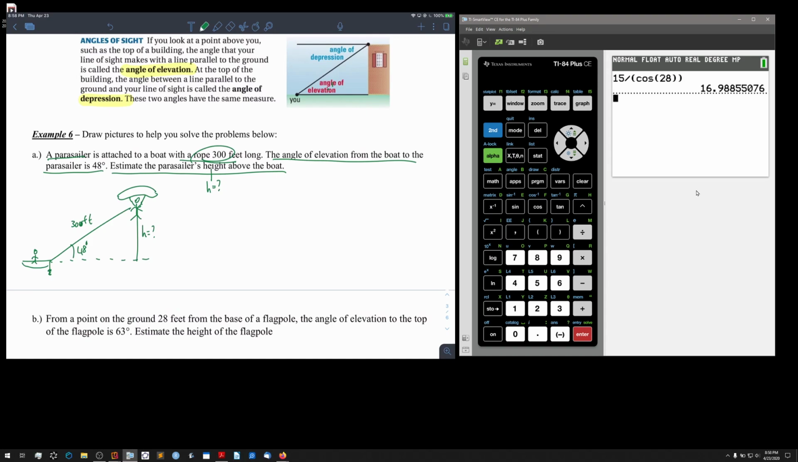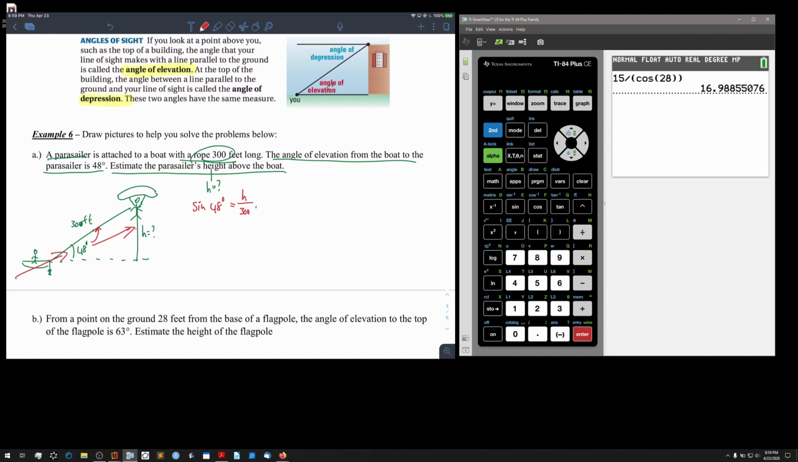So let's find the height. Okay, so from the perspective, let me change the color. From the perspective of this angle, this would be the opposite side, and this would be the hypotenuse. And that's good because I can do that calculation and find the answer straight away. Because the only thing that's unknown is h. Okay, so if I'm looking at perspective of 48 degrees, this is opposite over hypotenuse. Okay, and that is sine of 48 degrees is opposite, which is the height, over hypotenuse, which is 300 feet.